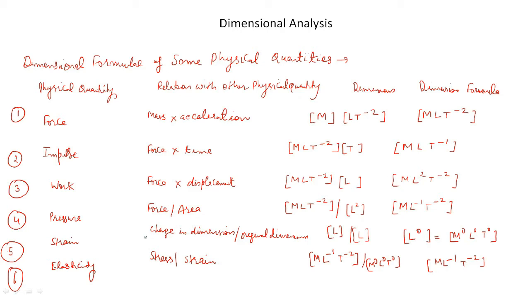Then strain, it is defined as change in dimension divided by original dimension. If it is change in length, then the original length will be L, so here it will have 0 dimension or it is dimensionless. Then elasticity, it is defined as stress upon strain. Stress is defined as force per unit area, so it will have the dimensional formula ML to the power minus 1 T to the power minus 2. Strain has no dimension, so it will be ML to the power minus 1 T to the power minus 2.